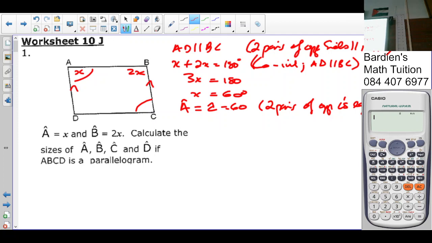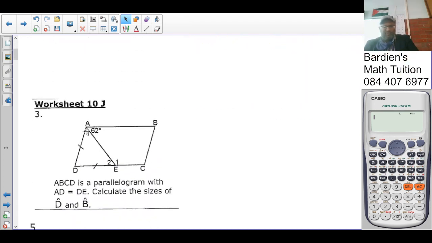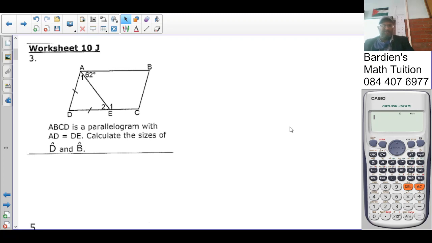At this point, you should know these things already. Okay. Then we know that angle B is equal to angle D, which is equal to 2 times 60, which is 120. Why? Because again, two pairs of opposite angles are equal in a parallelogram. And there we go. The reason must be stated there for you to get that mark allocated for that sum.